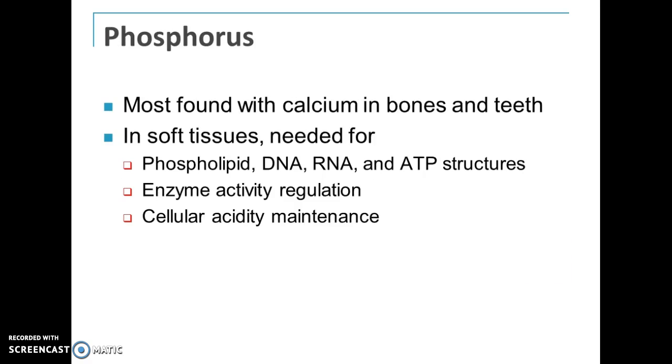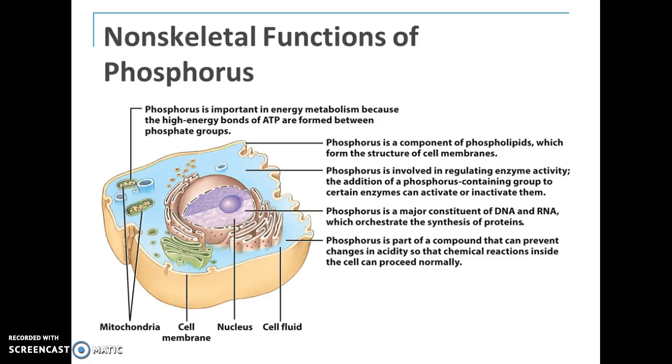Phosphorus is found with calcium in bones and teeth, as well as in the soft tissue. It's a component of a lot of the things that we've talked about so far, such as phospholipids, DNA, RNA, and ATP structure. It's also important in enzyme activity regulation and cell acidity maintenance. So if we're looking at non-skeletal functions of phosphorus, a lot of that can be found inside the cell in terms of the phospholipid bilayer, in terms of ATP, in terms of DNA and RNA. It makes up a lot of those structures in the cell that we've been talking about in terms of energy metabolism, as well as just the structures that allow things to flow in and out of cells, as well as the genetic material.